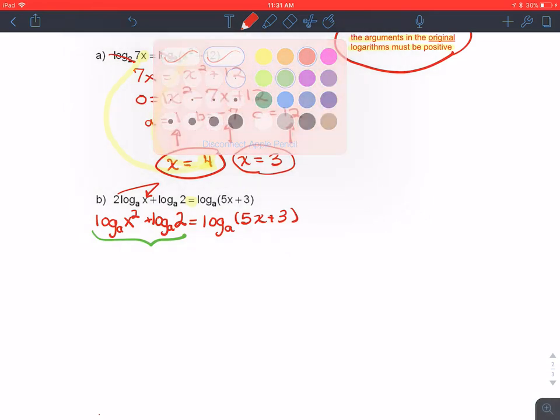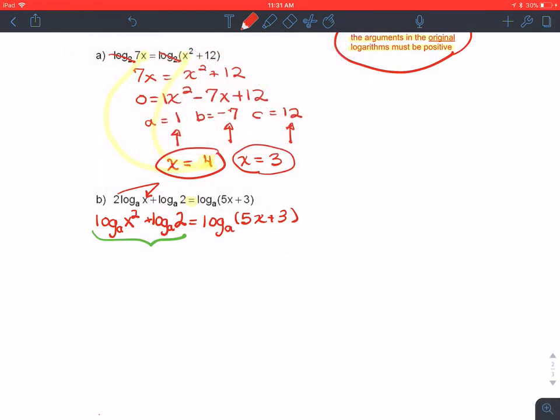Okay, so our next step would be to now combine these two logarithms together, because again, the one-to-one property says one logarithm has to be on the entire left side of the equation and one logarithm on the right side. Now, if you look closely, we are adding these two logarithms together. Yesterday we learned that if you add two logarithms, you multiply their arguments together. So we would multiply x squared times 2, and that would make the new argument 2x squared.